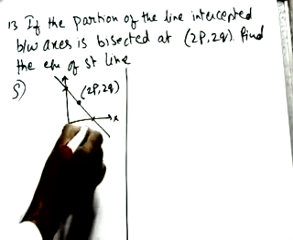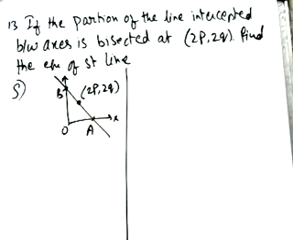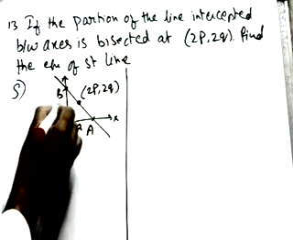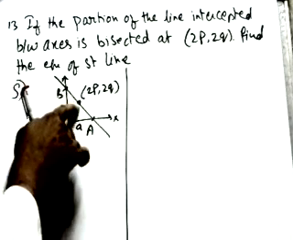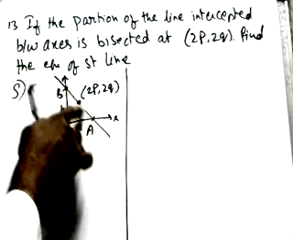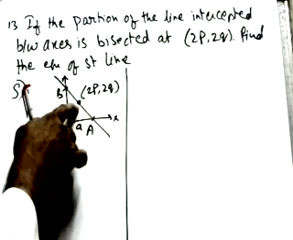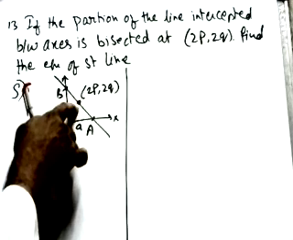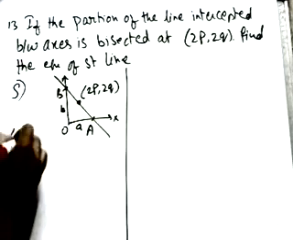What does bisect mean? This will be the midpoint from here to here. Suppose this is a, this is b. Let me take x-intercept a, y-intercept b. So this point will be the midpoint of AB. Bisect means dividing into equal parts. That means AB is bisected, so this will be the midpoint.